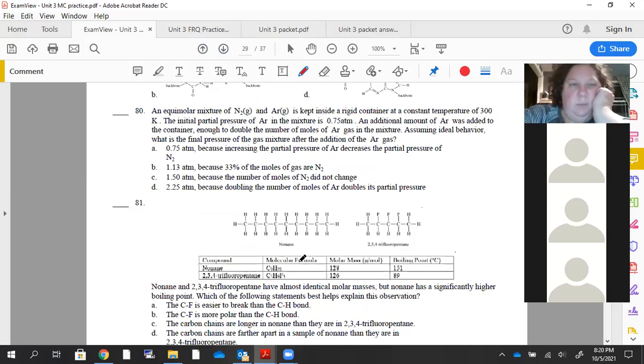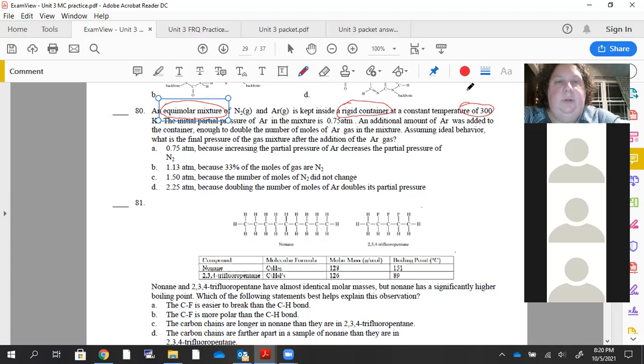Ooh, okay, big fancy words. An equimolar mixture of N2 and argon. So equimolar means we've got the same number of moles of each, is kept inside a rigid container. So that means my volume is going to be constant at a constant temperature of 300 Kelvin. So volume and temperature not changing.